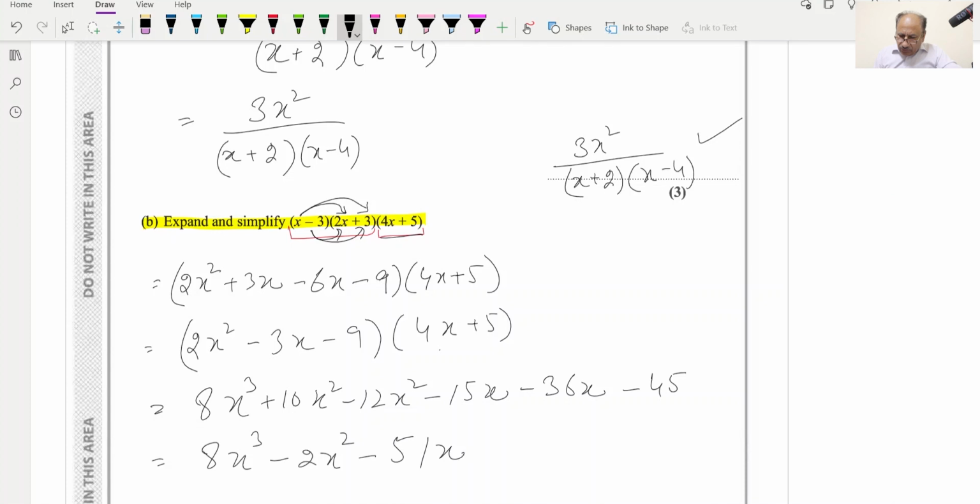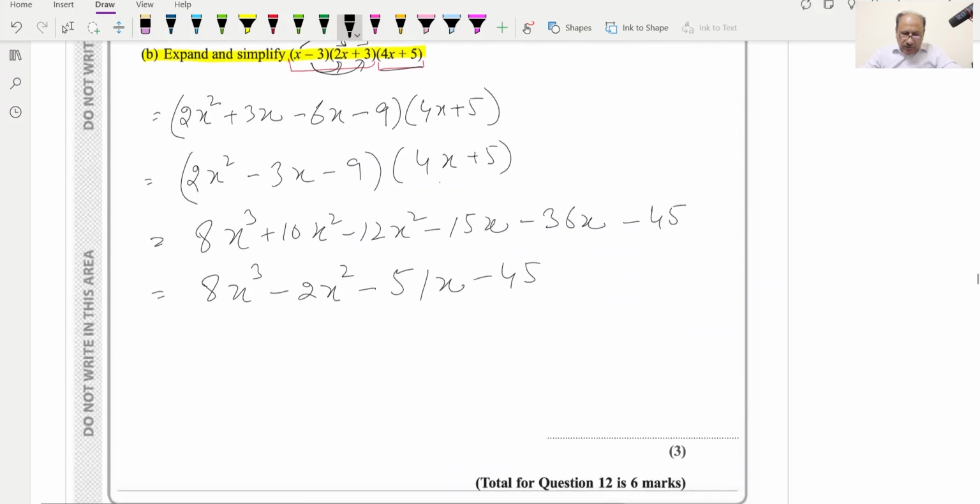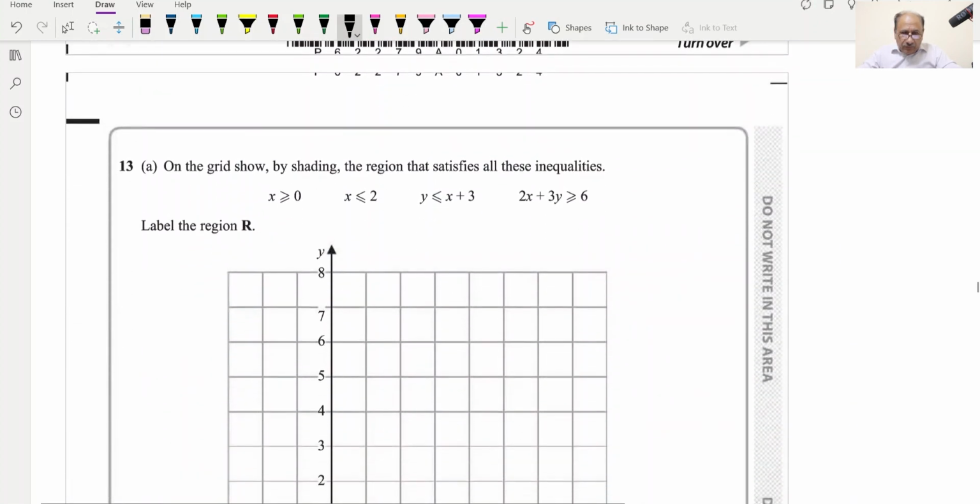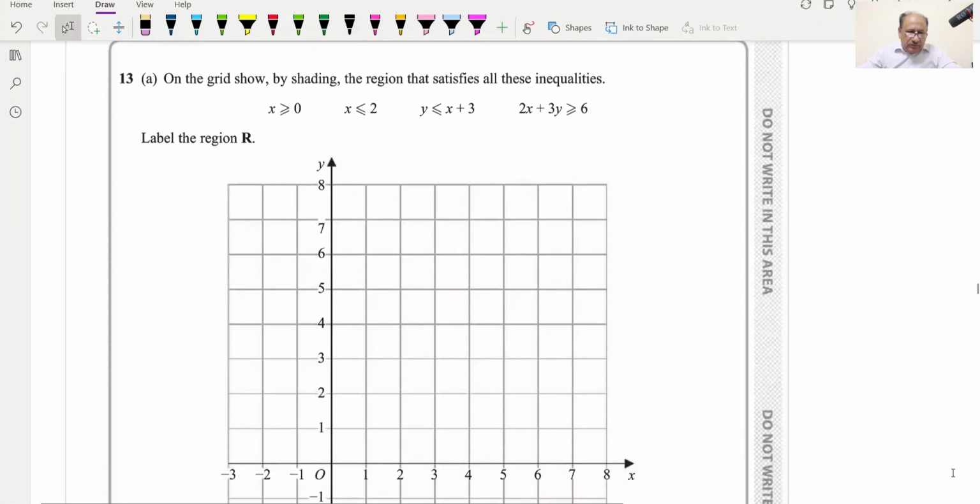So minus 51x and minus 45, and this will be our final answer which we can provide over here: 8x cubed minus 2x squared minus 51x minus 45, and this will be the final answer for 3 marks. Hopefully you got this. Now we can move to question number 13.